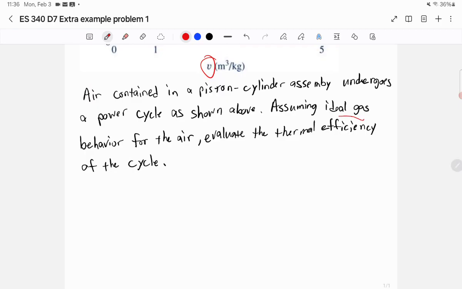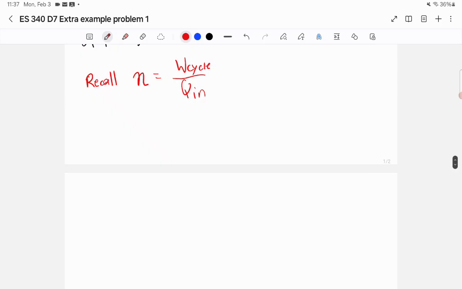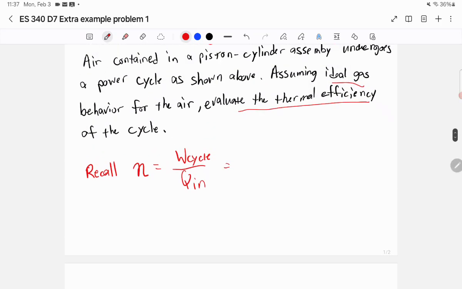we want to assume that it's an ideal gas, and we want to evaluate the thermal efficiency. Well, recall that the thermal efficiency, eta, is equal to the work of the cycle divided by Qin. Okay, and we can identify the work of the cycle in a variety of ways. Or, of course, there's another way of viewing this, which is 1 minus the heat that went out divided by the heat that went in. So we can analyze this in a couple of different ways.